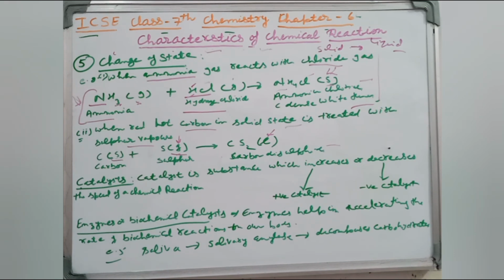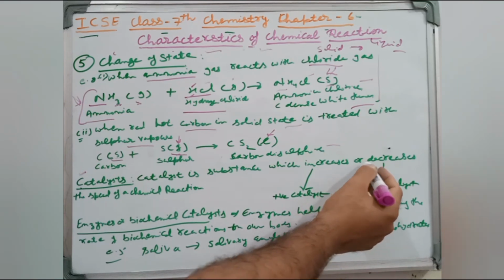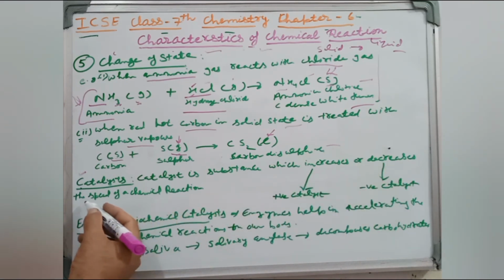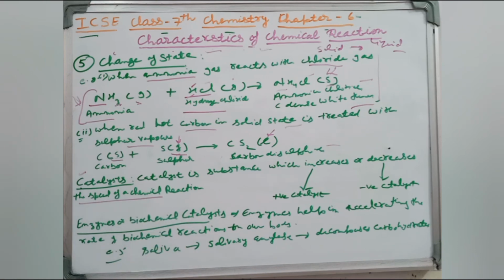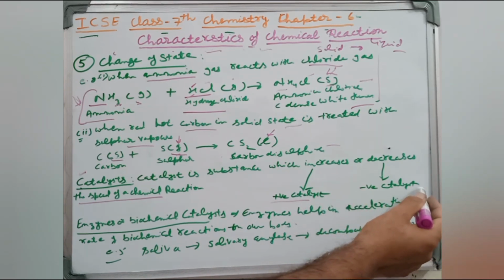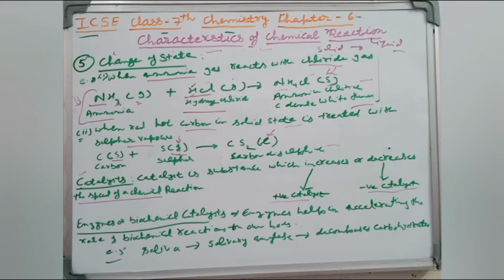Now we will study catalysts. Catalysts are the substances which increase or decrease the speed of a chemical reaction when we add them. When they increase the rate of reaction, they are called positive catalysts. When they decrease the rate of reaction, they are negative catalysts, right?